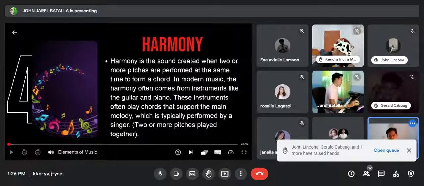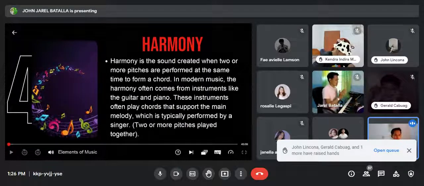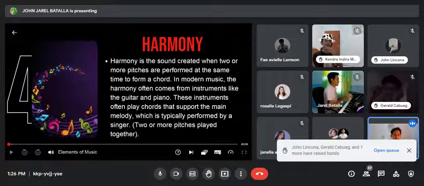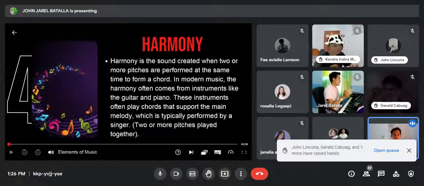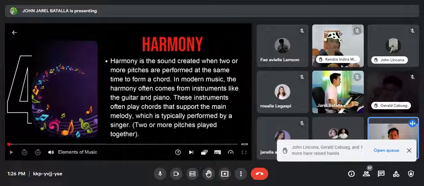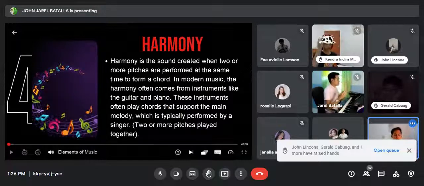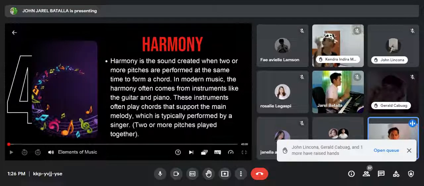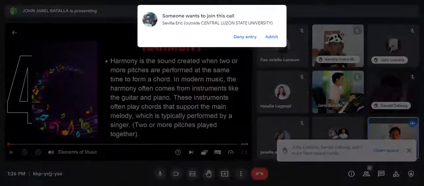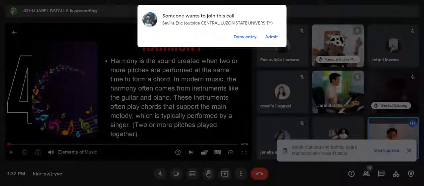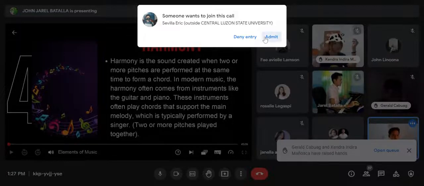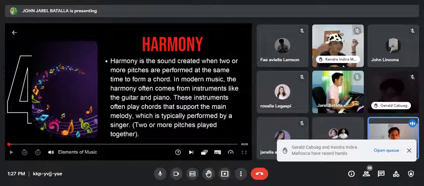Thank you, John. When we say harmony, it is the combination of melody and an accompaniment. For example, there will be a harmony if a singer sings with instrumental music or with the accompaniment of a band. Another example is when a band plays a song, there will be an instrument that plays the melody, and there are instruments that will be the accompaniment to give some spice to the music itself.